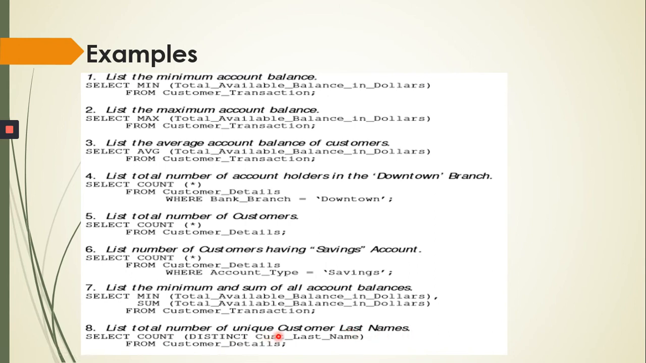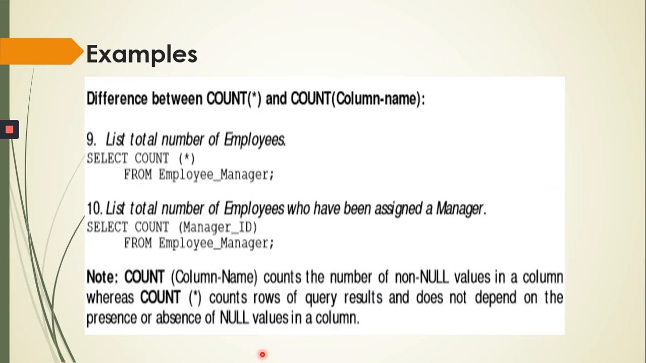The next query is to list the total number of unique customer last names. For uniqueness we use the DISTINCT command. So we have to count the total number of customers who have a unique last name. So SELECT COUNT, in brackets we write DISTINCT. Whenever we have to find unique values, we use this command, DISTINCT. What do we have to find unique? Customer last name, which is a column. So customer last name from which table? Customer detail.